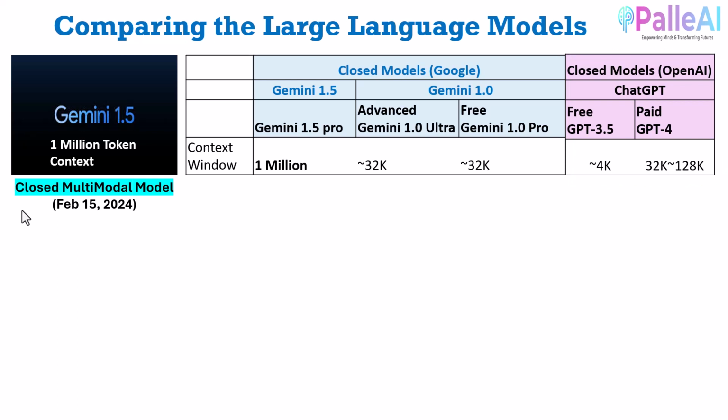As you can see here, ChatGPT comes in two versions, the free version and the paid version. The free version uses the GPT 3.5 model, whereas the paid version uses the GPT 4 model. The context window with ChatGPT or GPT 4 models, the maximum it could go was 128,000 tokens. Whereas coming to Google's own closed models, the previous version was Gemini 1.0. Similar to ChatGPT, it had a free version which uses Gemini 1.0 Pro, and it also has an advanced paid version, Gemini 1.0 Ultra, their largest model. And the context window, as you can see here, was 32,000 tokens.